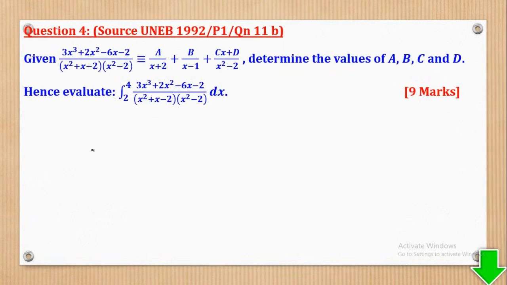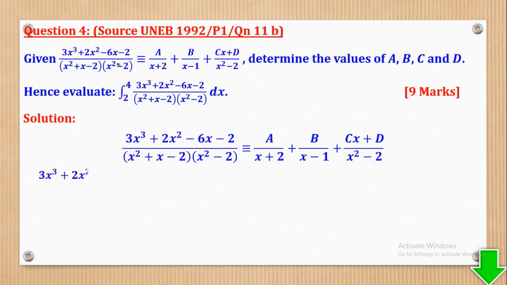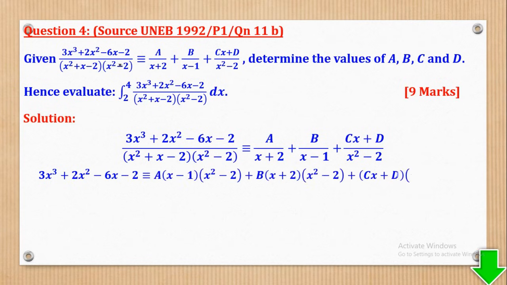So now we shall go to question 4, which came from UNEB 1992, paper 1, question 11b, and says, given this is equivalent to this, determine the values of a, b, c, and d, and hence evaluate this integral. Now the good thing, they have shown us how the partial fraction will look. So what we need is to extract out the numerator and then use any of the two methods to get the constants.